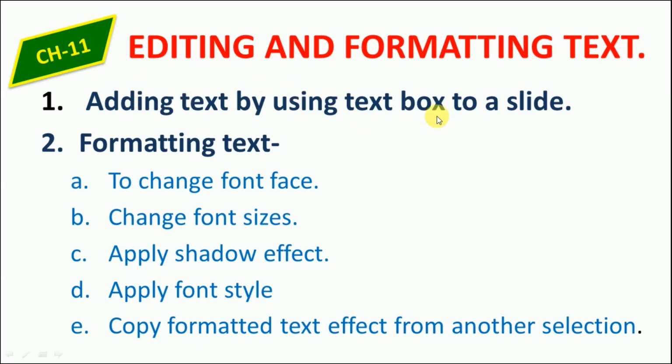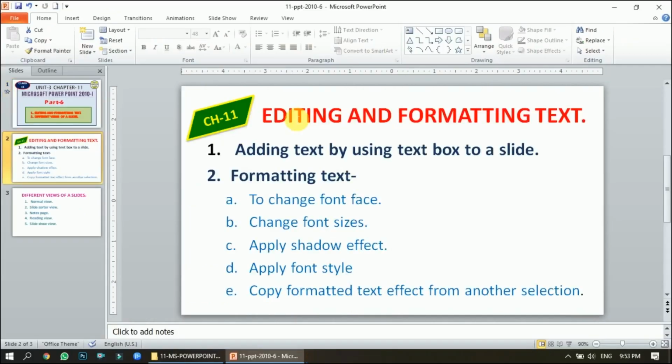Now the first topic here is adding text using the text box to a slide, right? So I want to add the text. This is the simple way: there are boxes by default. When we take a new slide, there is a box with a dashed line. In that box we add the text, and if I want to add more text using a text box, how can I do that? Now let's learn quickly. I'll make the changes in this slide only.